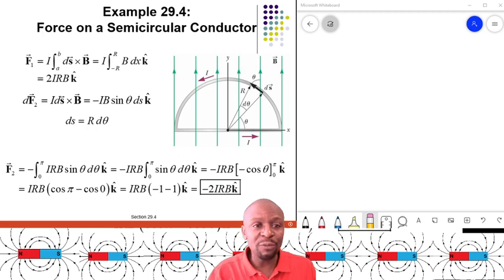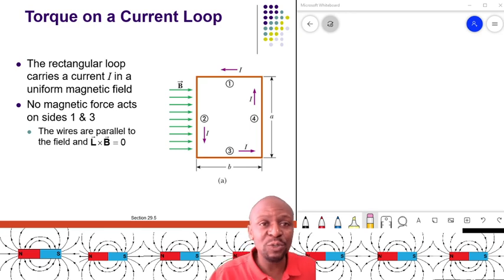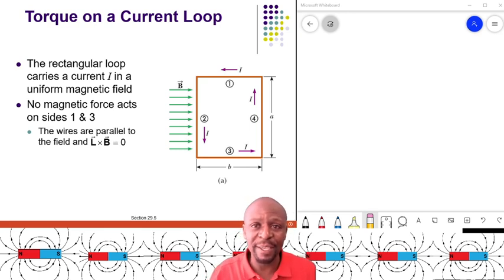Now, the total force will just be F1 plus F2. It is just going to give us 0. That will tell us that there is no magnetic force when the B field is uniform. Good. Let us also do the torque on the current carrying loop.